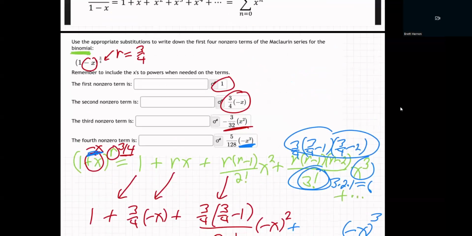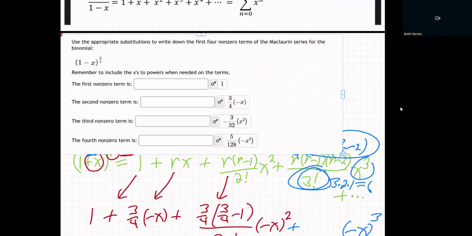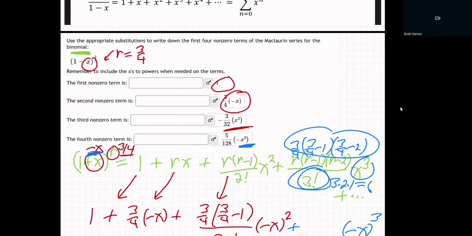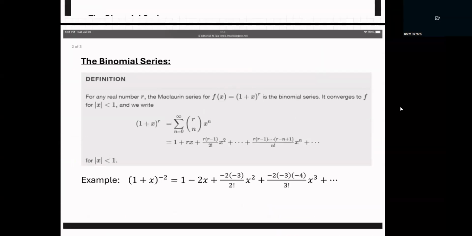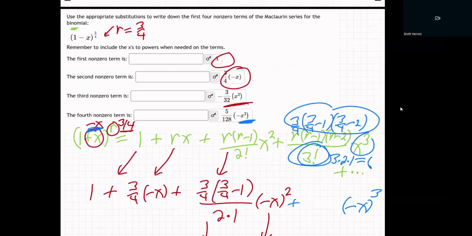So there we go. There are the first four terms coming from the binomial series. And that's again in the notes. Where am I getting that? That's in the course notes, the binomial series. It's right there. There it is in the notes for a binomial series. And there we go.